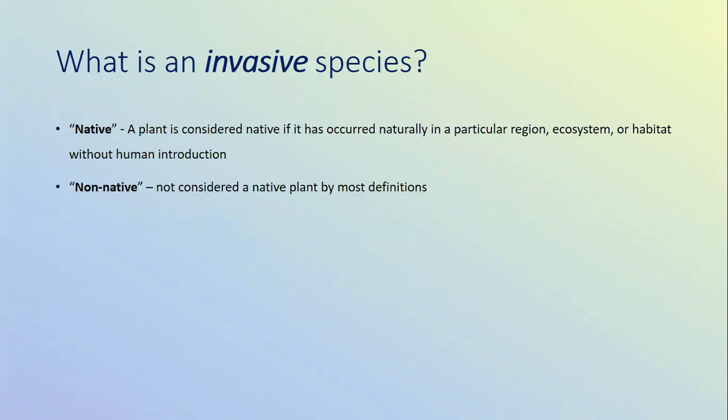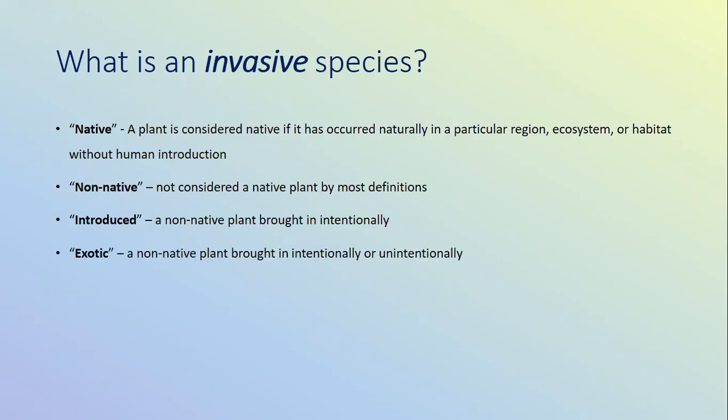A non-native species would be the complete opposite of a native species. It's something that doesn't naturally occur around here and was probably introduced by someone else. An introduced species is exactly that. It's a non-native plant that was brought in intentionally. And an exotic is a non-native plant that was brought in intentionally or unintentionally. So it just means it comes from a foreign area.